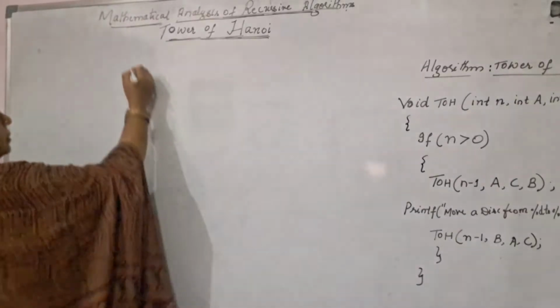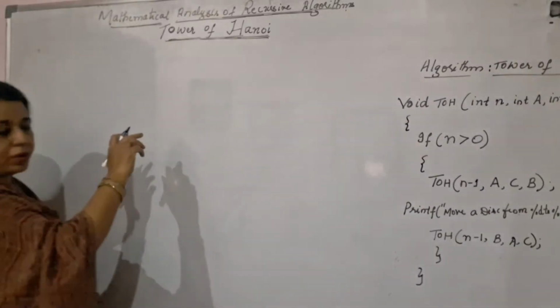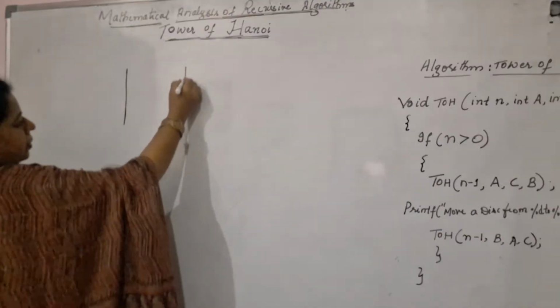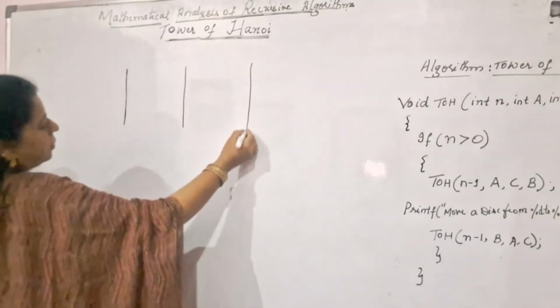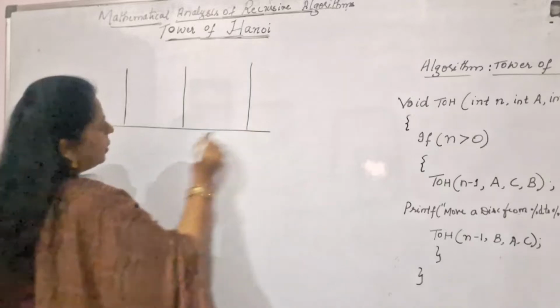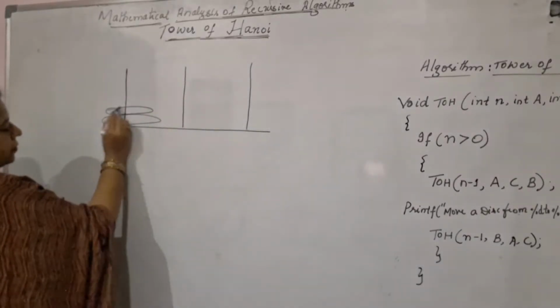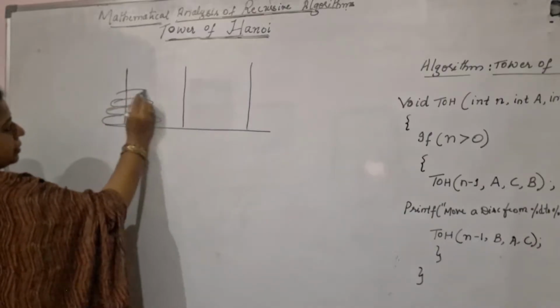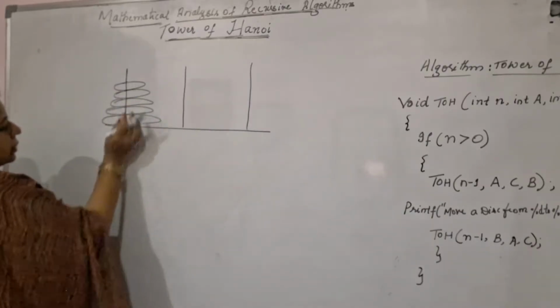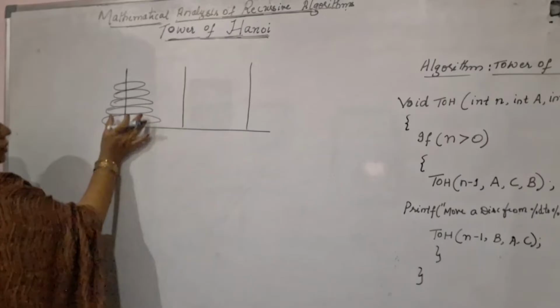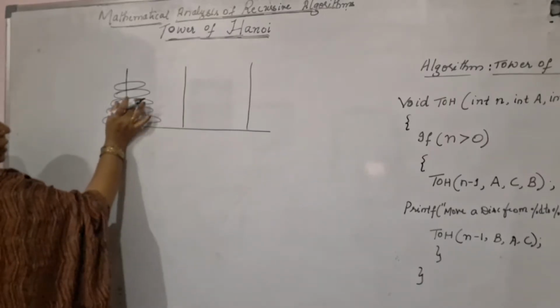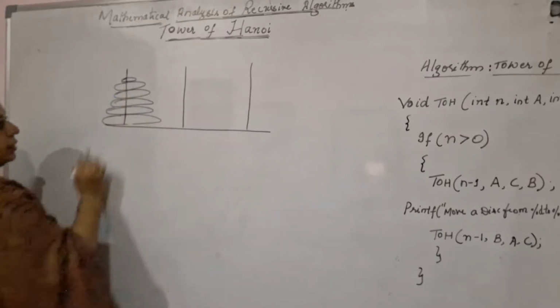So the problem is like this. The title of the problem is Tower of Hanoi. You have three towers given, and the job here is that there are disks placed in the first tower. You can see the size of the disks. The disk placed at the bottom is larger, then a little smaller is the next, and like this, on the top you have the smallest disk placed.